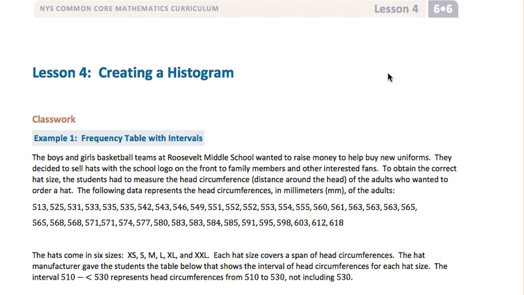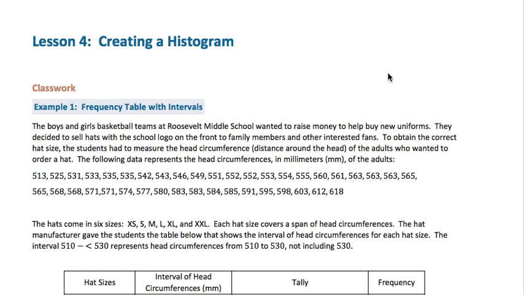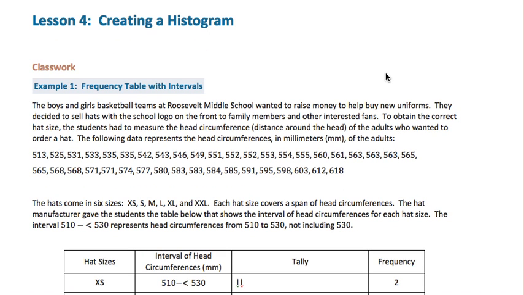Hats come in 6 sizes, extra small through double X, or extra extra large. Each hat size covers a span of head circumferences. So the hat manufacturer gave the students the table below that shows the interval of head circumferences for each hat size. The interval 510 up to any values less than 530 represents a head circumference from 510 to 530, but not including 530.